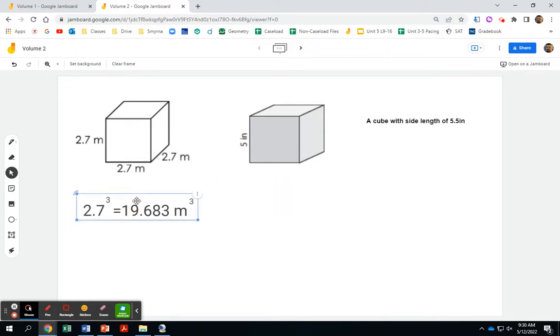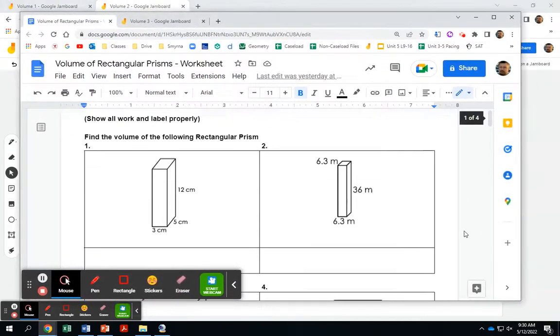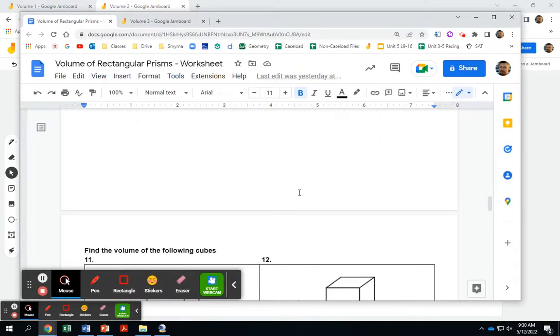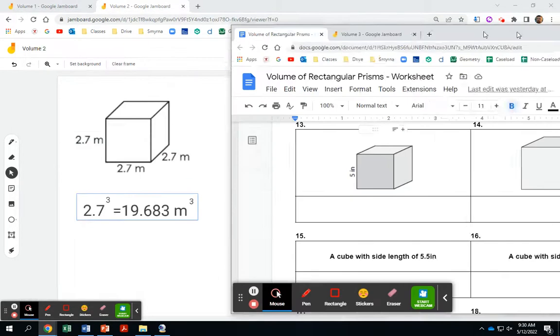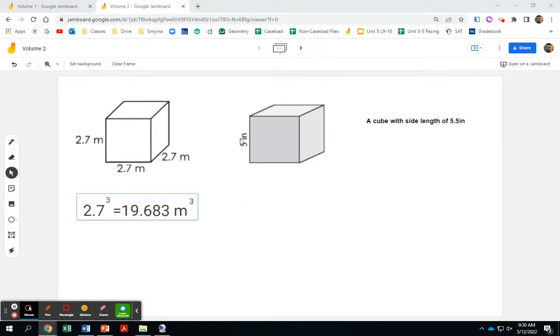Okay, as you can see, the next one only has one dimension here, but this is a cube. On the worksheet, it says find the volume of the following cubes. So number 13 just has one dimension. If this is 5, what's the length of all the other sides? 5, yeah, it's a cube, so every side length is 5. You're going to do 5 cubed because there are three dimensions: the height, width, and the depth.